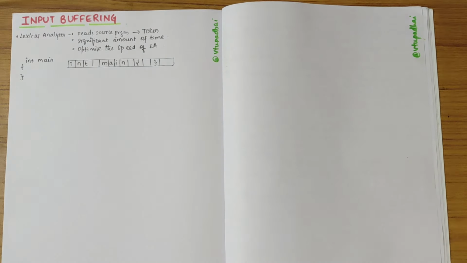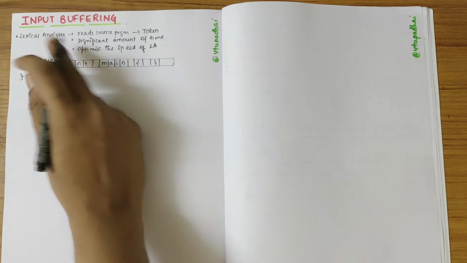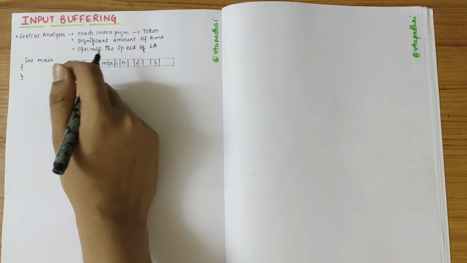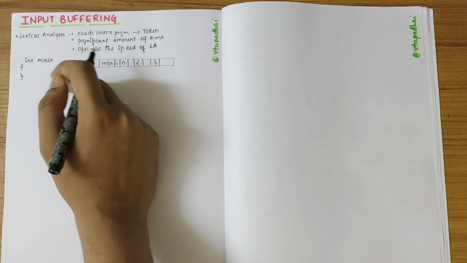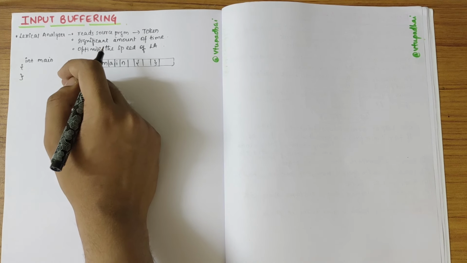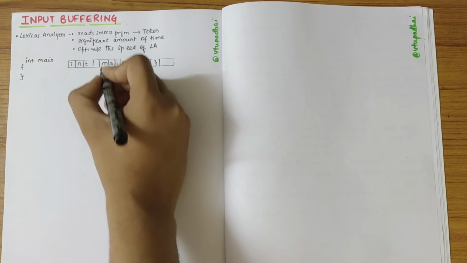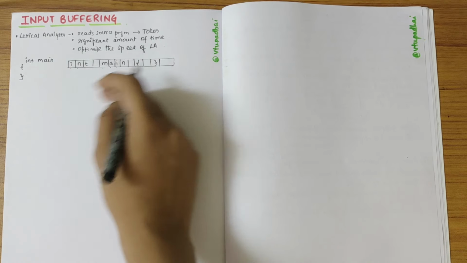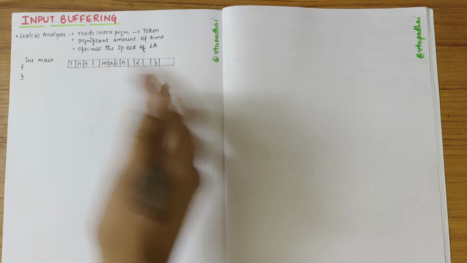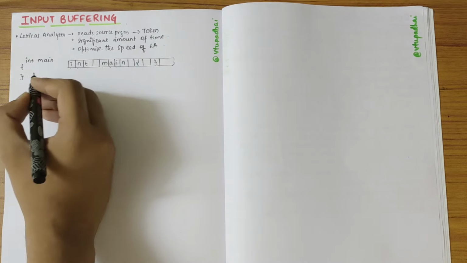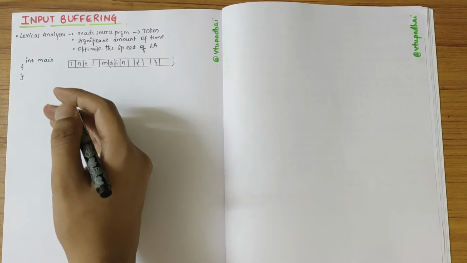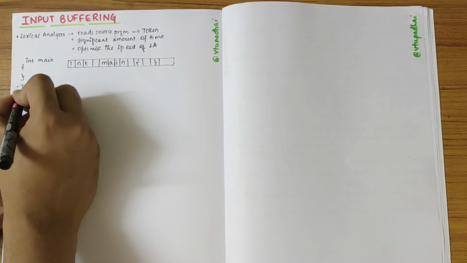So here the lexical analyzer would need to look ahead by one or more characters to identify the correct lexeme. So it will check this, then this, then this, then this. So this keeps on repeating. So here we use the input buffering principle.